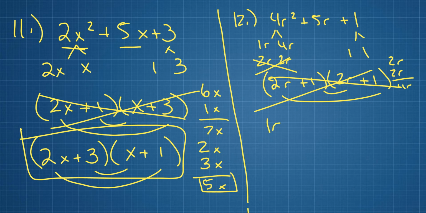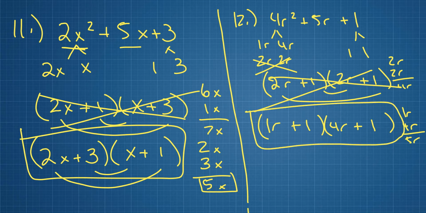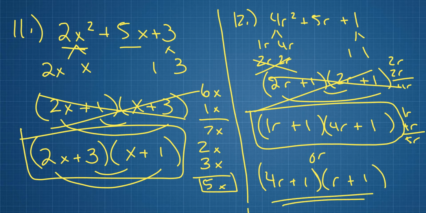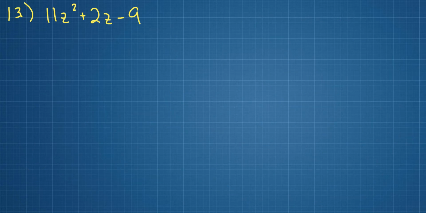Now I have to guess 1r and 4r. So I do the outside to get 1r, the inside to get 4r. Together that's 5r. So that's what I want. Now remember, order doesn't matter. You could write it 4r plus 1 and r plus 1 as the second one. And you'll probably see that more often. You'll probably see that bottom one, but to me it really doesn't matter. Alright, so number 13, very similar.